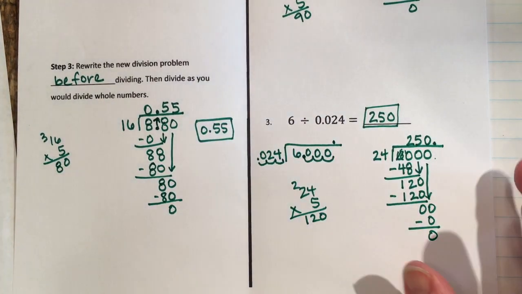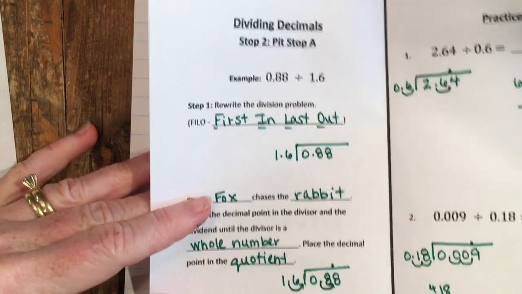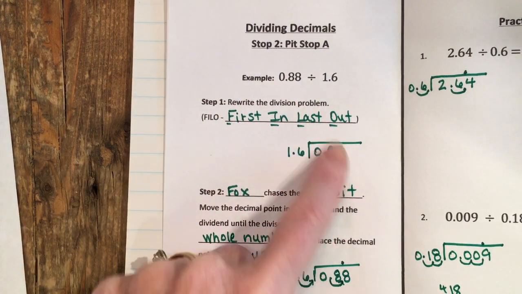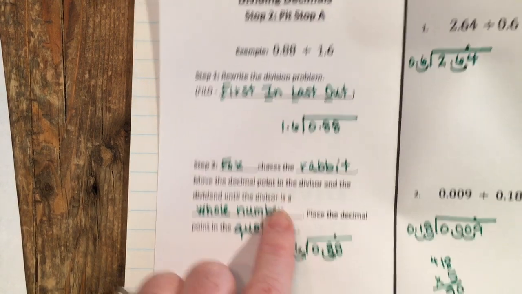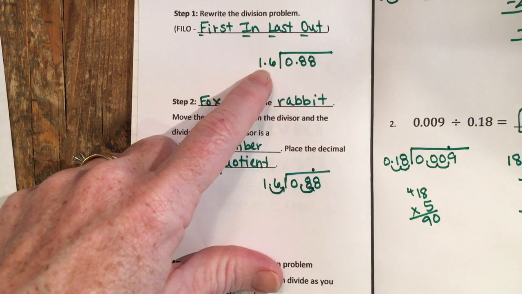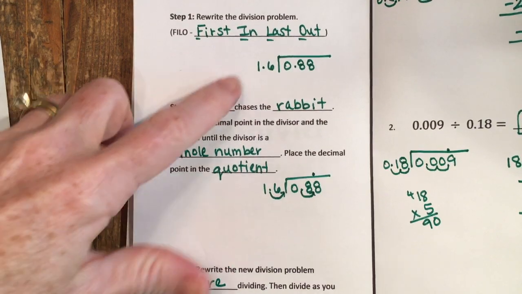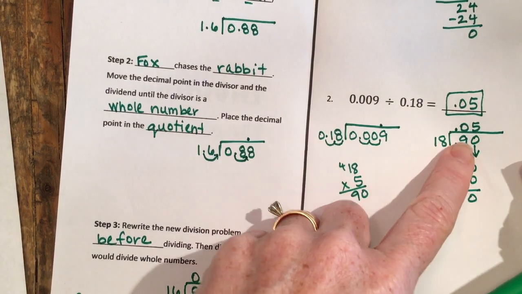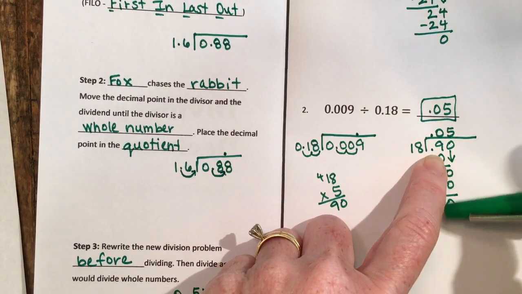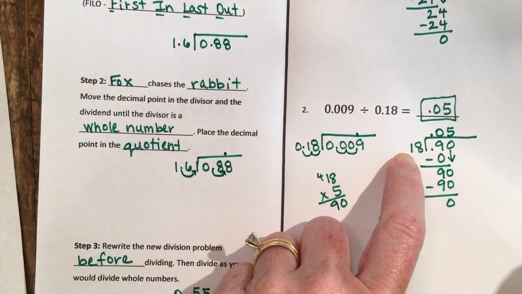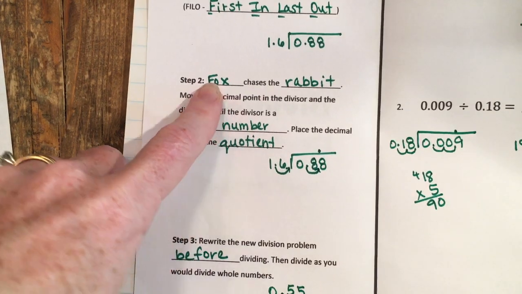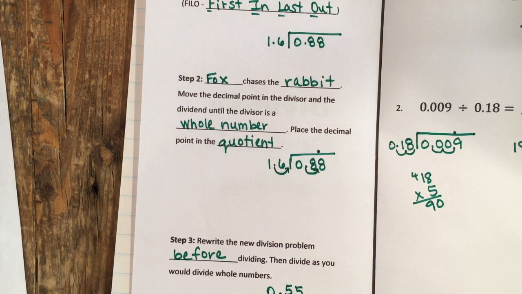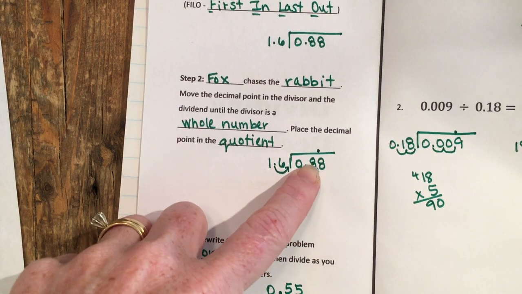So that's dividing decimals. So just to sort of sum it up, remember you're going to set it up first using first in, last out. So first number goes inside, last number goes outside the house. Then we need to get rid of decimals in the divisor. Now, if you're just having a whole number like here, we had a whole number with a decimal right here. We don't have to move this decimal. It's when the decimal's out in the divisor that we move it. To do that, we use fox chases rabbit. And remember, the fox moves and the rabbit moves, but then the rabbit jumps up. Okay? So however many times you move it here, you move it inside as well.